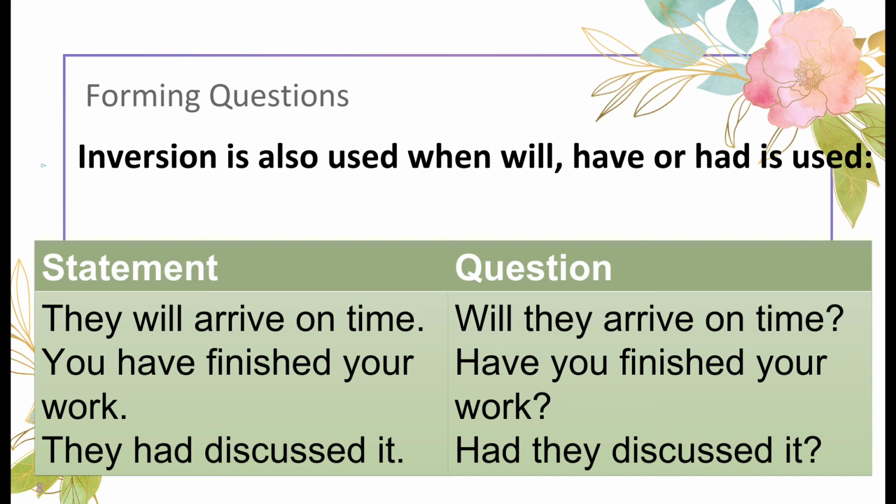Let's look at the last statement in this slide. They had discussed it. They is the subject and had discussed is the verb. This is past perfect tense. Had is the auxiliary verb in this case. The position of the subject and the auxiliary verb will be exchanged. Had they discussed it?